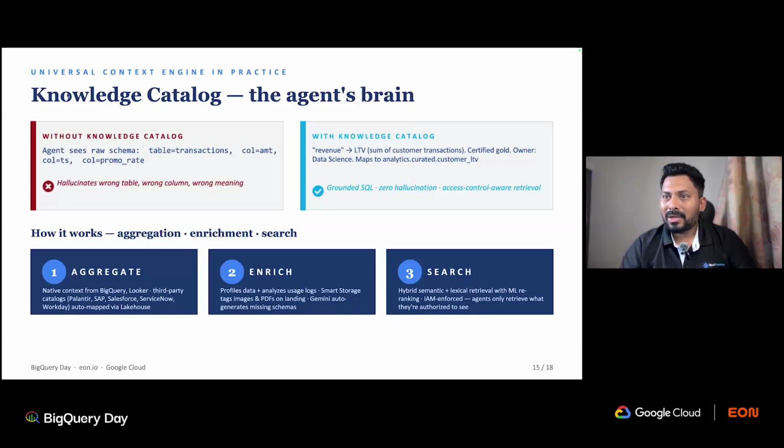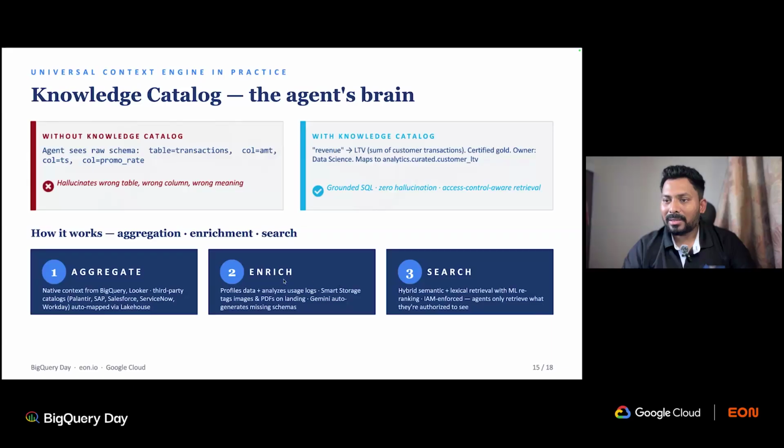Okay, so the knowledge catalog. Now let's see how it works. Without the knowledge catalog, the agent sees the raw data schema: the table transaction, where the column is amount, or the column is TS or promo rate. So it will hallucinate, because it will not understand the concept of this table, the business context of this table. But when we have the knowledge catalog, it will understand that revenue is the sum of customer transactions, certified gold, and the owner is data science, and it can map all the business context to the data columns. So it will create grounded SQL, and it will create zero hallucination.